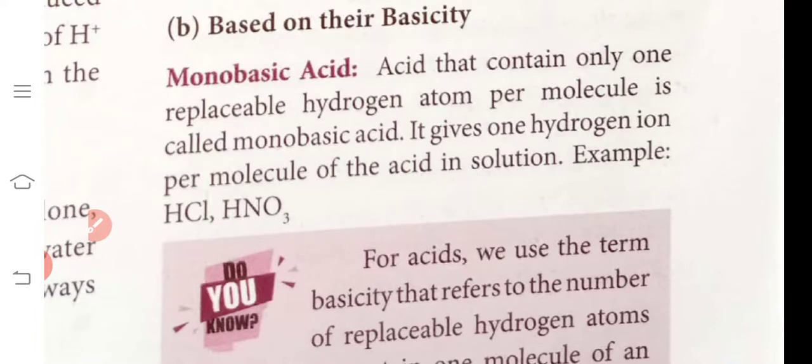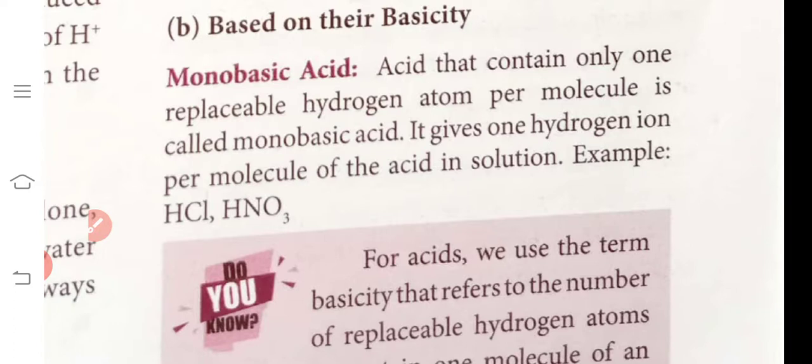Monobasic acid: an acid that contains only one replaceable hydrogen atom. We already saw this in the tabular column, basicity. Only one hydrogen atom is replaceable, so that is called a monobasic acid. It gives one hydrogen ion per molecule of acid in solution.